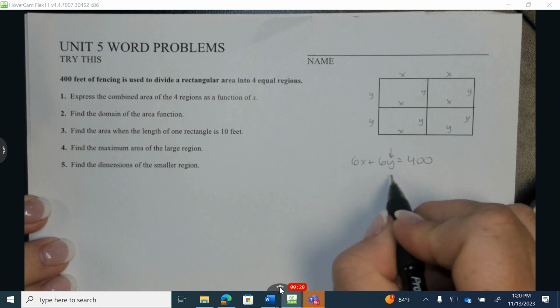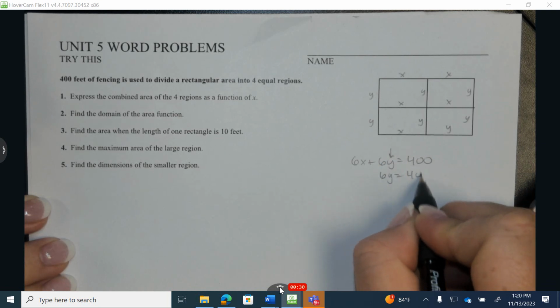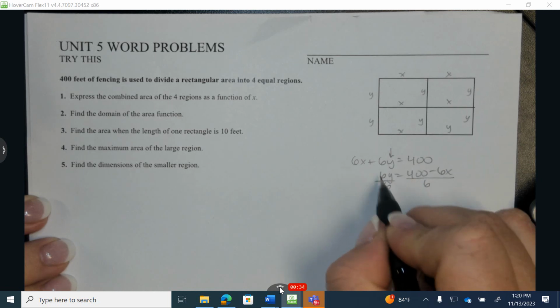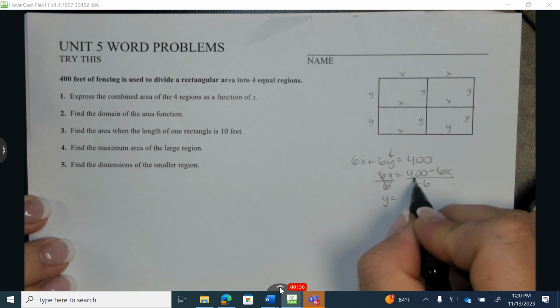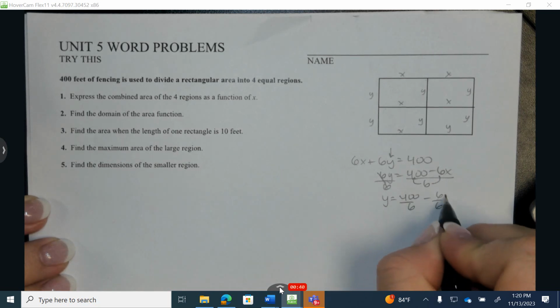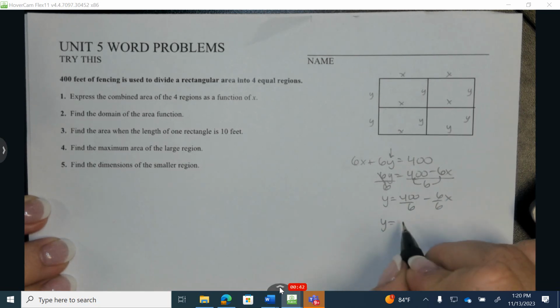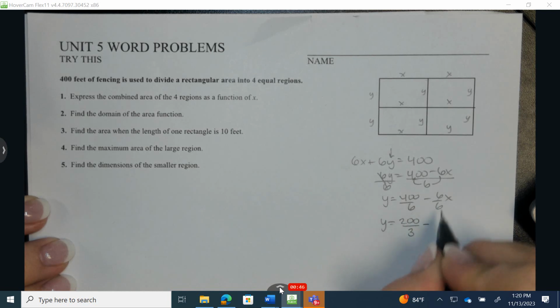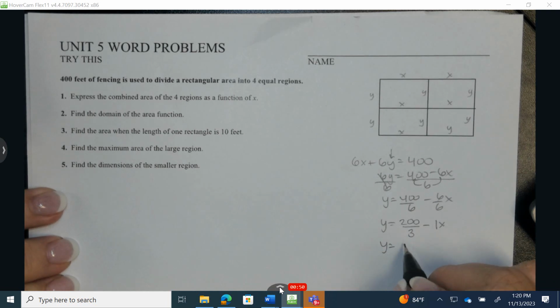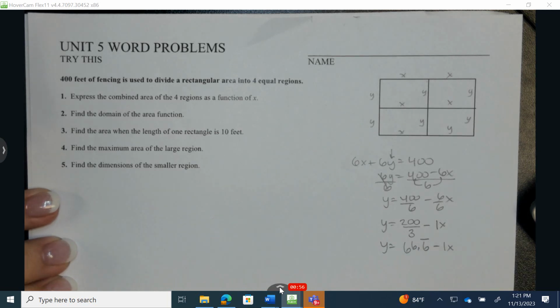Let's isolate the y. I'm going to first start by subtracting 6x to the opposite side and then dividing by 6. Now we need to share the 6 with both the left and the right, so 400 over 6 minus 6 over 6x. So isolating the y, we can reduce this down to 200 over 3 minus 6 divided by 6 is 1. Or you may choose to divide this to get 66.6 repeating minus 1x.